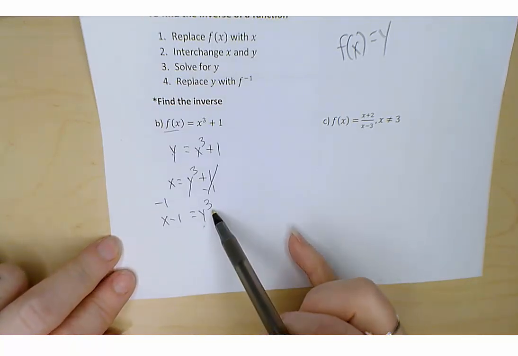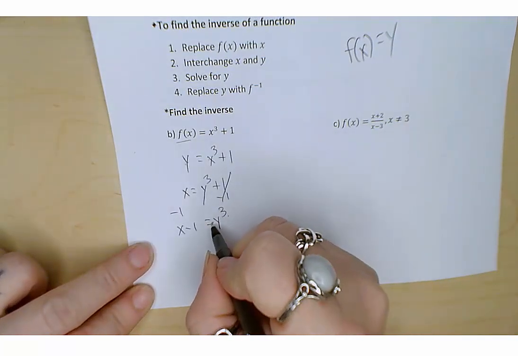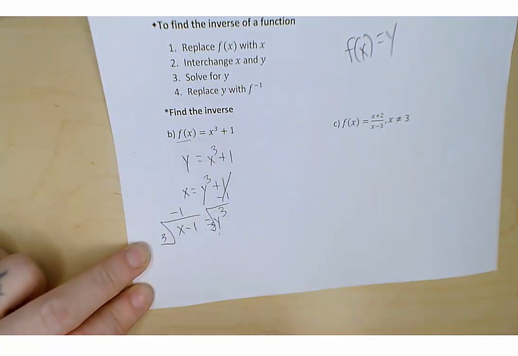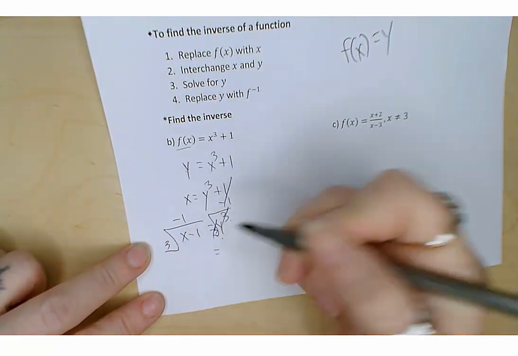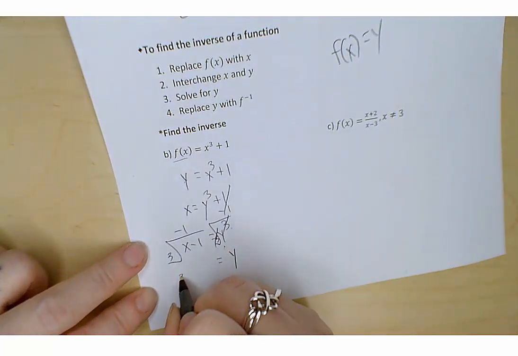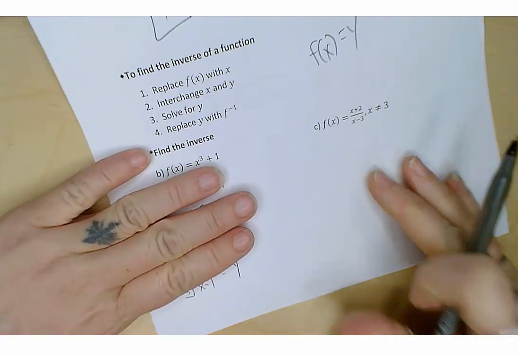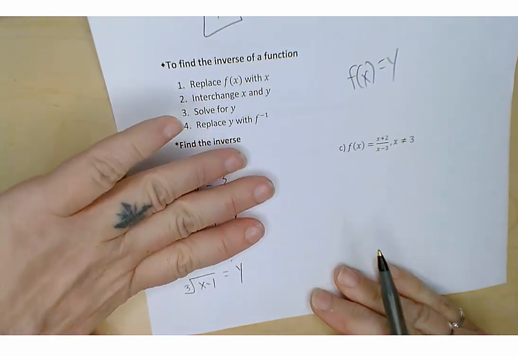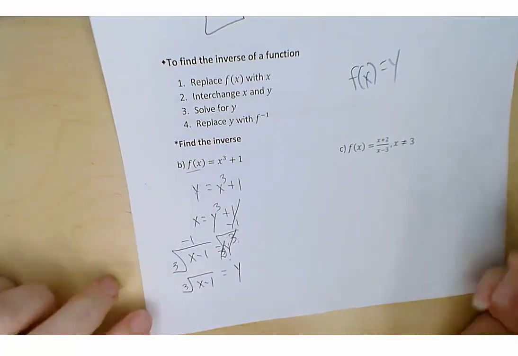Solving for y here, we need to get rid of that cube. So the opposite of a cube is a cube root. So we want to take the cube root of each side. On the right-hand side, cube root and cube is going to cancel, leaving us with y. And that is just going to equal the cube root of x minus 1. That left-hand side, we are just dropping down. So here we're left with y is equal to the cube root of x minus 1.